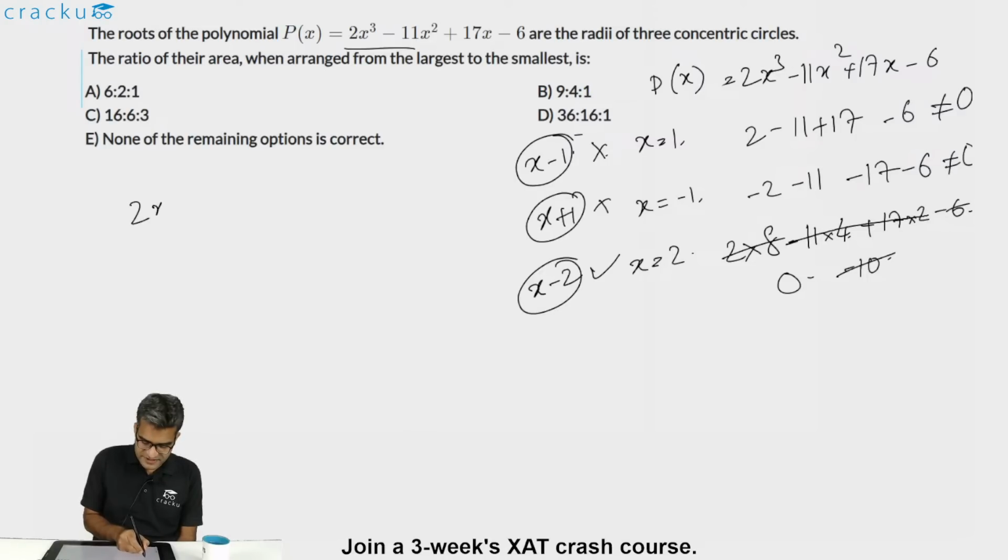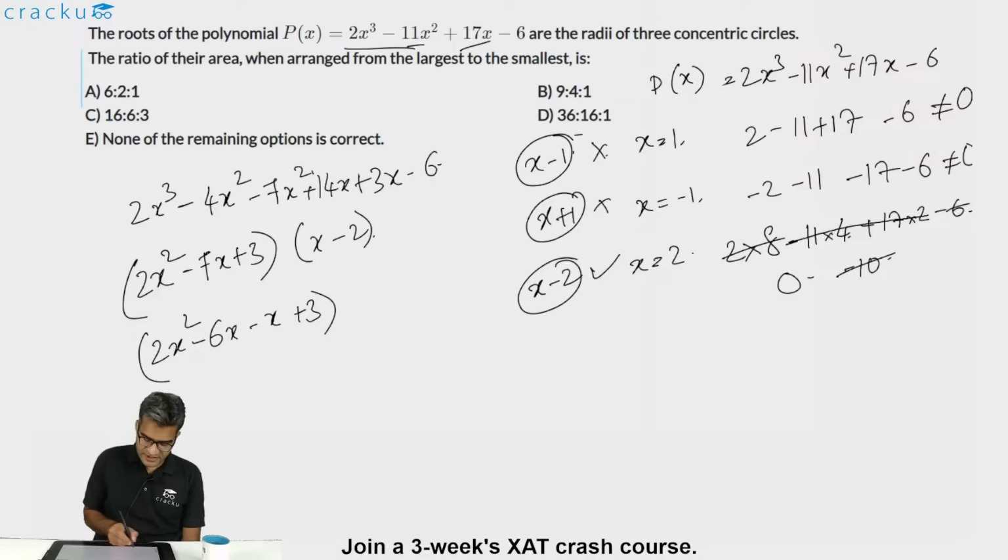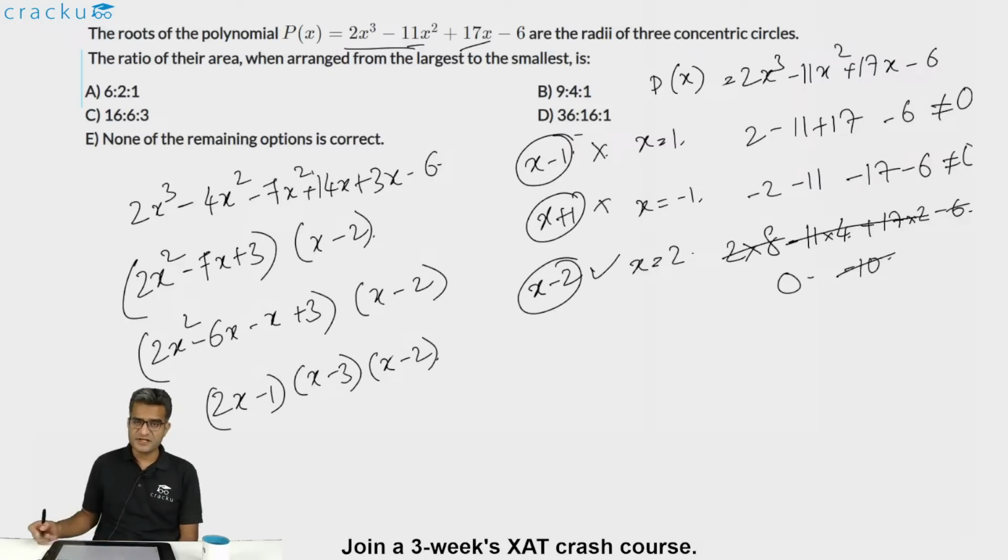So let us try to simplify this. This is 2x cube minus 11x square is 4x square minus 7x square plus 17x is plus 14x plus 3x minus 6. This is 2x minus 2x square minus 7x plus 3 into x minus 2. This can be further simplified to 2x square minus 6x minus x plus 3 into x minus 2. This is 2x minus 1 into x minus 3 into x minus 2. So the three roots are 1 by 2, 2 and 3.